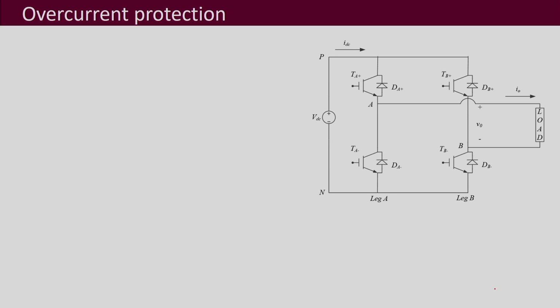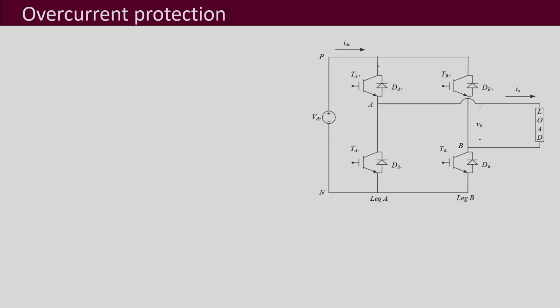Now, overcurrent protection is something that you may be familiar with, that when different types of faults happen, that leads to overcurrent, and that is something from which your converter has to be protected. So, let us look a little bit more into it.